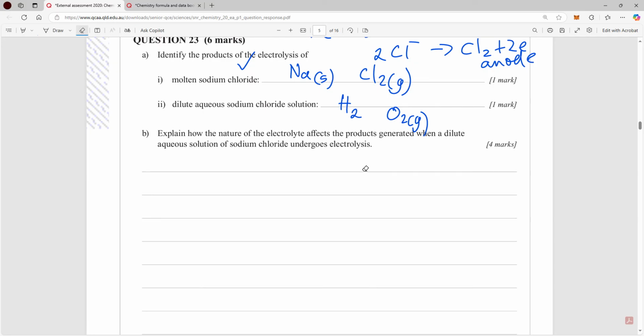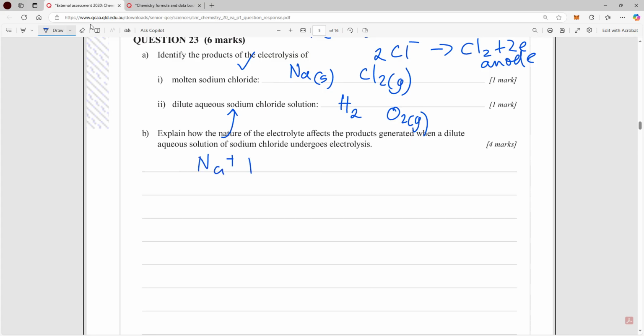Okay, so explain how the nature of the electrolyte affects the products generated when a dilute solution is used. Okay, so it's literally just asking us to go into detail about this guy here. So pretty much when we have this thing going on, so we have Na plus, it will gain an electron. Okay, so you'll have pretty much precipitate still. And then you'll pretty much also have the chlorine as well. So we've got these two reactions going on, but you've also got a lot of water involved.